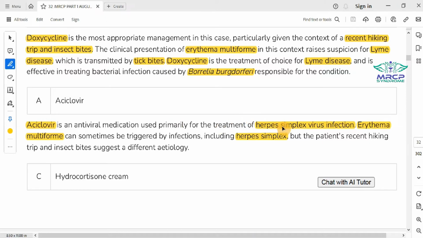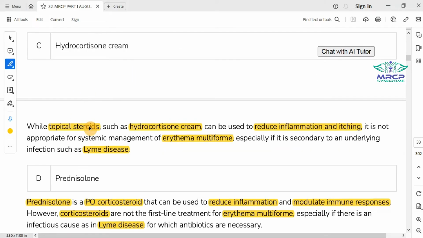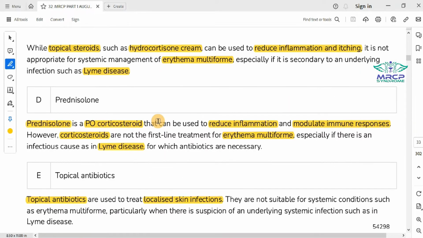And acyclovir is an antiviral medication. It can be used for herpes simplex virus infection. And hydrocortisone cream is a topical steroid. It can be used for the topical management related to dermatitis.